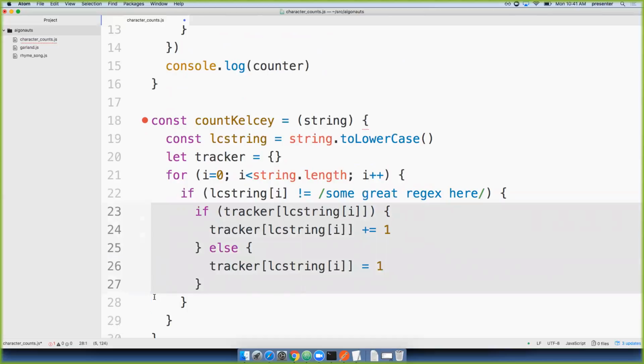So I'm checking to see if I've already got that letter in my object, tracker, and if it's there, I'm just adding 1 to the count that's already there. The next line is adding the count of 1 if it's the first instance. If it's the first instance, you set it to 1. Otherwise, you add 1. Does that make sense to people? This is a classic way to use objects to count things.